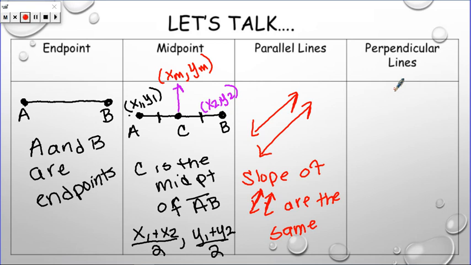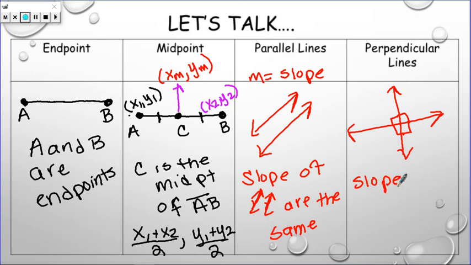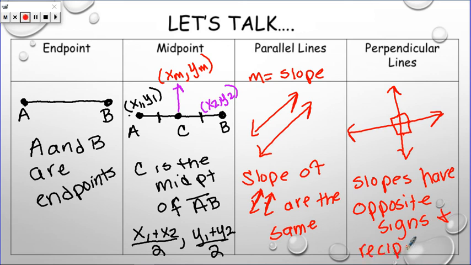Okay, perpendicular lines, you've seen it a lot of times already too. It's when two lines cross and they form a 90-degree angle. The new thing we're adding is the slope, which is represented by the letter M. M equals slope. And here we're going to say the slopes have opposite signs and reciprocal fractions. And that's key, reciprocal fractions. And I'll show you exactly what that means.